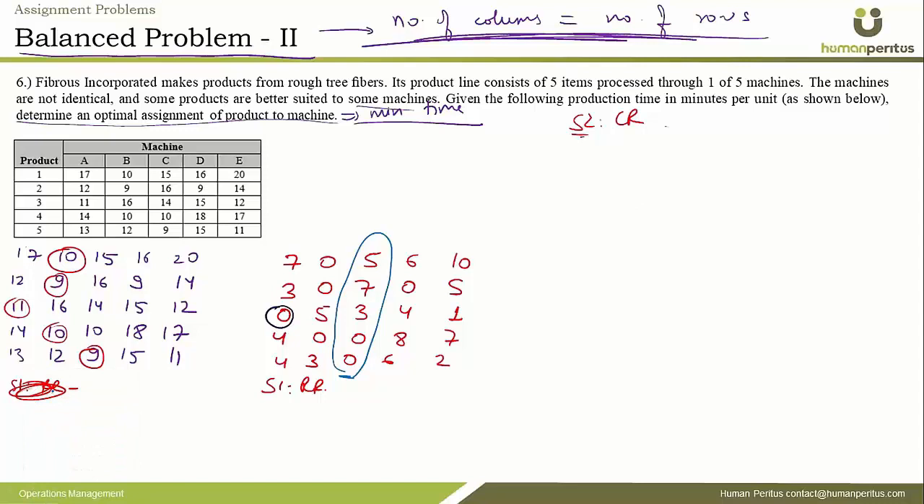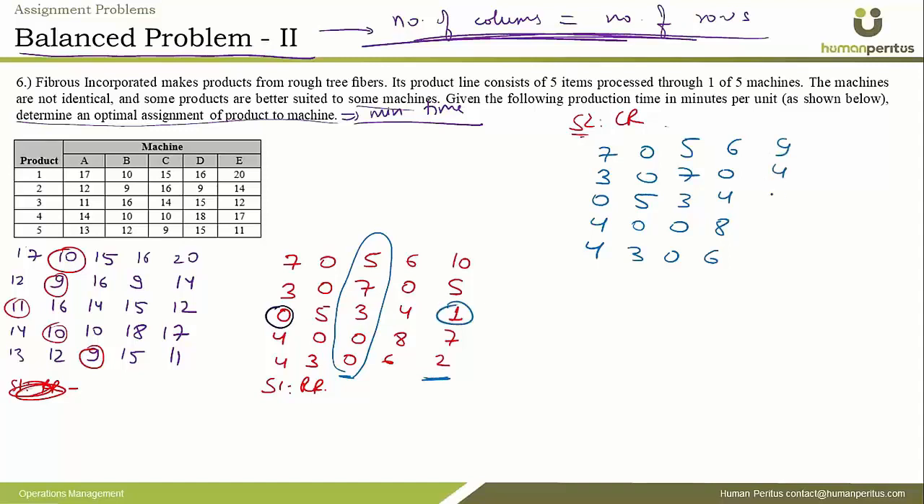So step 2 is column reduction. What will we do in column reduction? In the first row there is a zero, so we can straight away write like this: 7, 3, 0, 4, 4. Again 0, 0, 5, 0, 3. This one 5, 7, 3, 0, 0. This one 6, 0, 4, 8, 6. And again the smallest value is 1: 9, 4, 0, 6, 1.